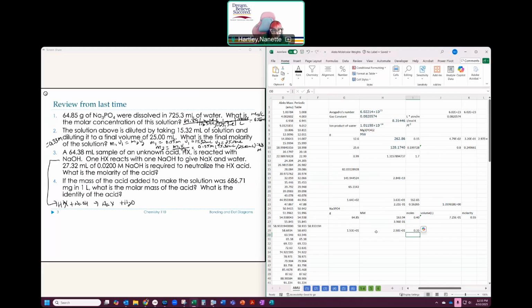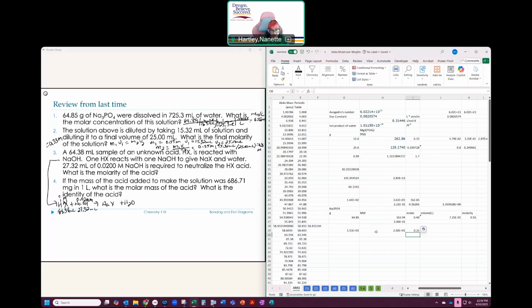It says a 64.38 milliliter sample of an unknown acid. So I have 64.38 milliliters of that unknown acid reacts with 27.32 milliliters of NaOH. That's 0.0200 molar. What's the molarity of the acid? So I wrote down all the information that I had about the HX and the NaOH in my reactants, and it wants to know what's the molarity of that HX. So I know that's what I need to solve for.